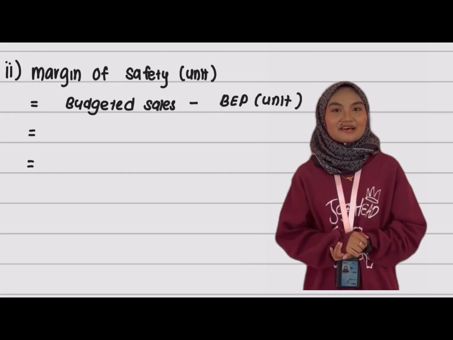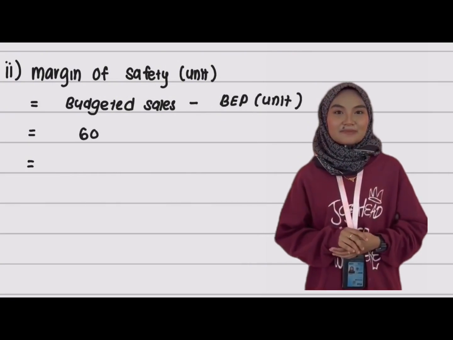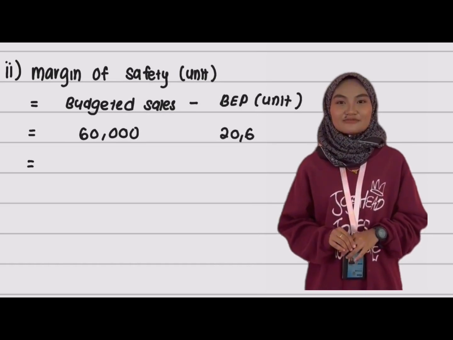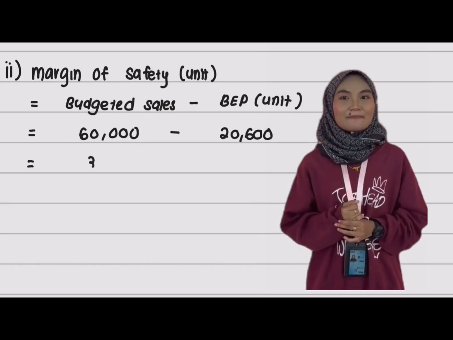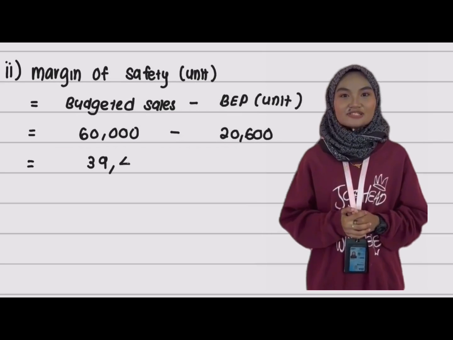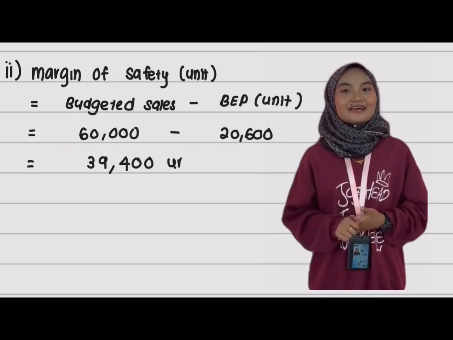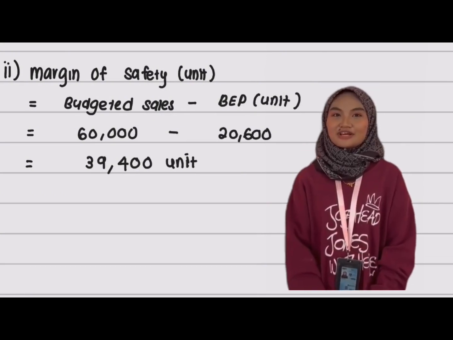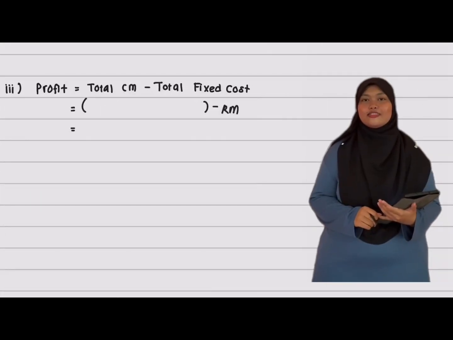2 Roman, we are required to calculate the margin of safety in unit. The budgeted sales are 60,000 units and the BEP units are 20,600 units. So the margin of safety in unit is 60,000 units minus 20,600 units, which equals 39,400 units.